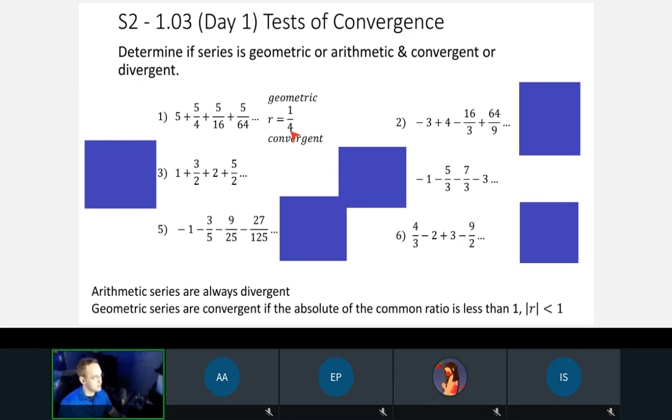If you guessed, you say, well, I'm going to try the subtraction first to see if it's a common difference. 5/4 minus 5 is not the same as 5/16 minus 5/4. So because they're not the same, we know it's not arithmetic. And because the absolute value of the R value is smaller than 1, we know that it is convergent.